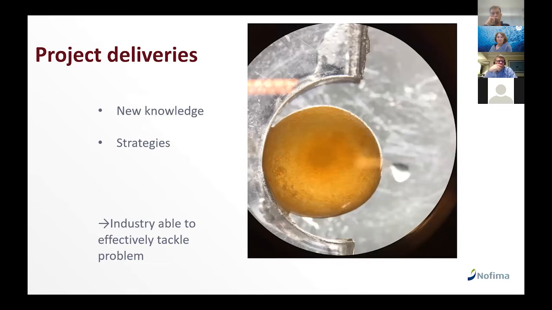So at the end of the project, we hope that we have identified genes and mechanisms that are involved in sea lice resistance, and that this can be used as a basis for new strategies to deal with lice resistance in Atlantic salmon, either using gene editing or breeding or a combination. In this way, we hope to support industry with a solution to tackle the problem with the sea lice.